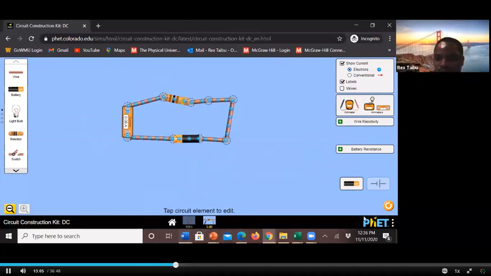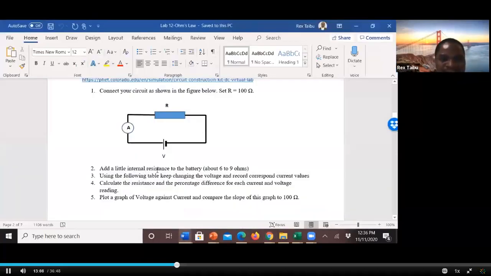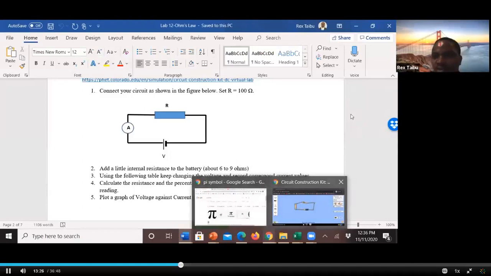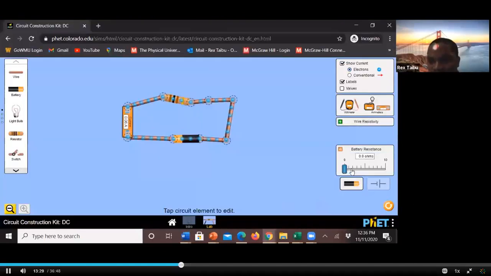Let's see, what else should we do? They say add a little internal resistance to the battery. You know, in a real circuit, there is a little bit of resistance. So we need to add a little bit of resistance to the battery. We are trying to resemble or mimic reality. So that's the battery. Let's add some little resistance, like 4 ohms here, because typically the battery also has some resistance. It's called internal resistance. Okay, good.